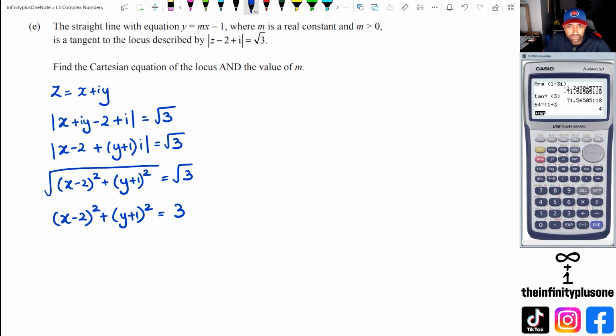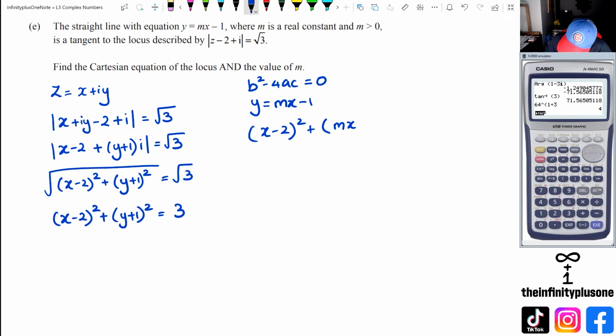But then we've got to figure out what this value of m is. Now, it says that it is a tangent. So remember that if it's a tangent, it's only touching the other curve just once, which means your discriminant has to equal 0. So with that in mind, because b squared minus 4ac equals 0, we also have y is equal to mx minus 1. We're going to substitute that. So we're going to get x minus 2 squared plus mx minus 1 plus 1 squared is equal to 3.